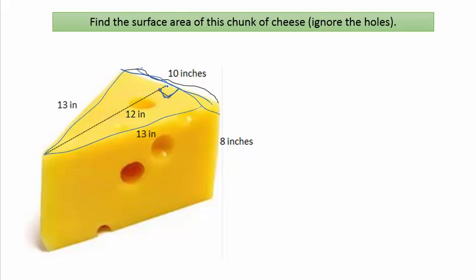So we have a base of 10 and a height of 12. So we take 10 times 12 and we take half of that, so we're going to divide it by 2. 10 times 12 is 120, divided by 2 is 60. So my top is 60 and my bottom's also 60.